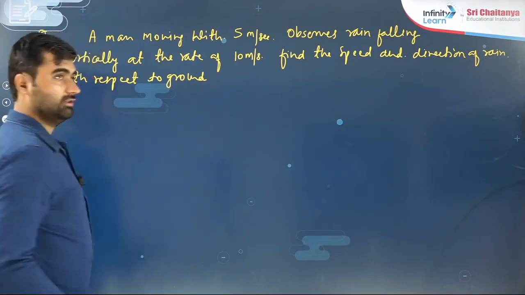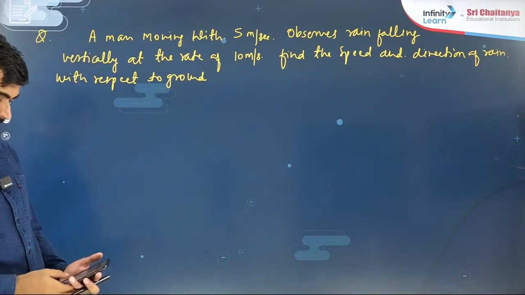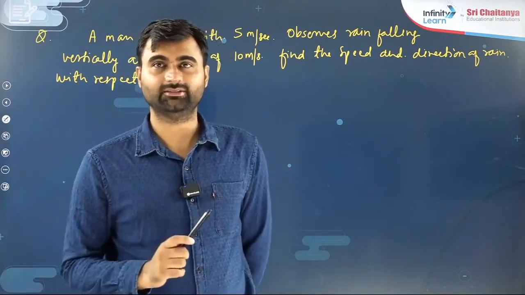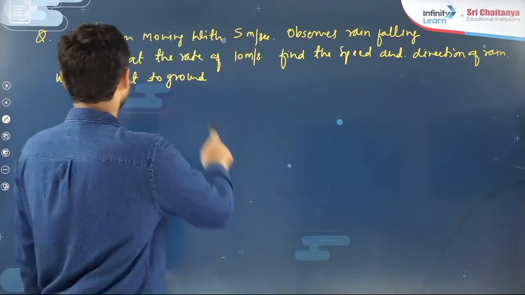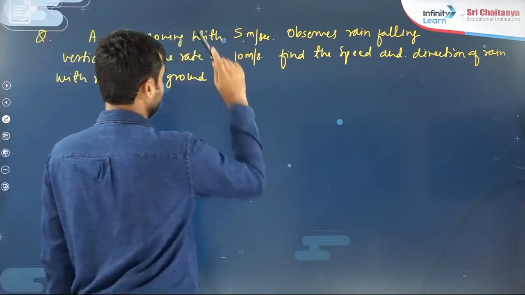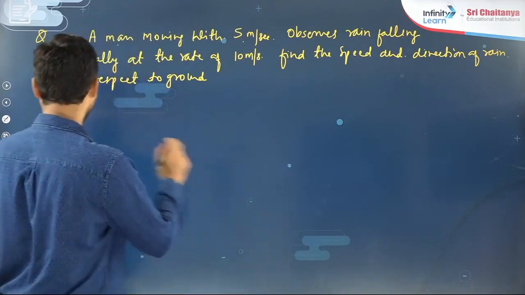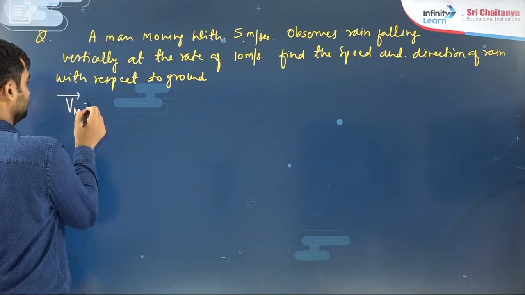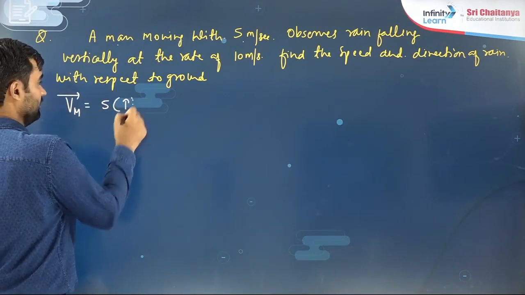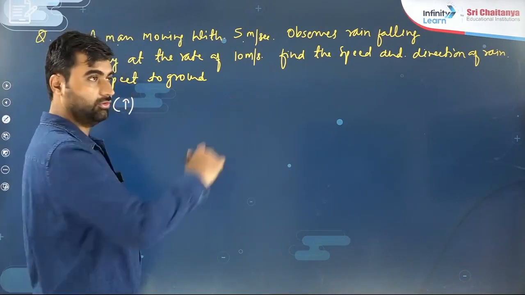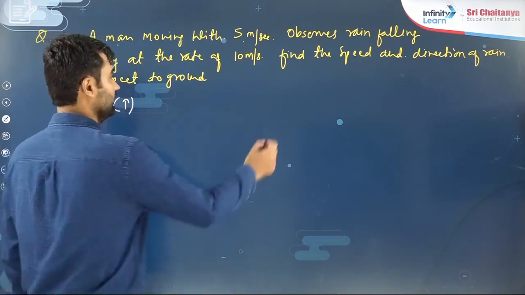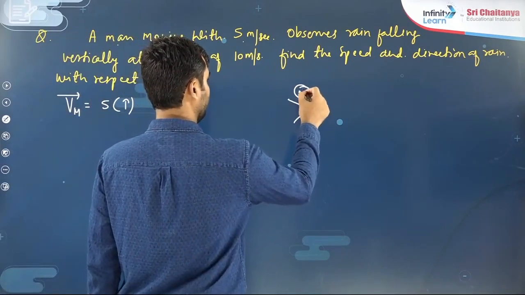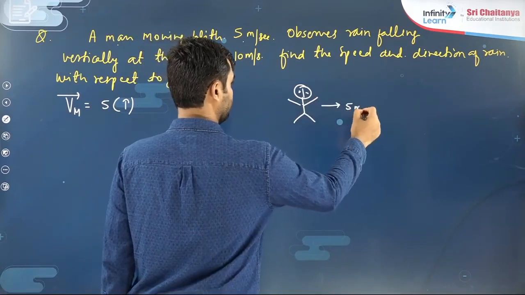This is the question. Now the important point here is that in this question they did not give the velocity of rain. What they have given here is that a man is moving with 5 meters per second, means the velocity of the man is given, that is 5 meters per second. We assume that this man is moving in the horizontal direction, in plus I cap. 5 meters per second.